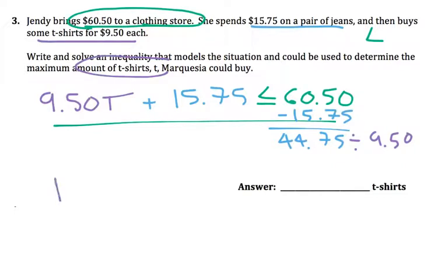So here's where things get weird. T has to be less than or equal to 4.7. So logically, you can't buy 4.7 t-shirts. It's going to ruin one t-shirt if they cut it up like that. And you can't buy 5 because that would cost too much money. In fact, if you plugged in 5 here and did the substitution, that would end up costing $63.25, and you don't have that much. So when we have an answer like this, and it has to be less than 4.7, we have to go with 4, because she'll have enough money for 4, she won't have enough money for 5.